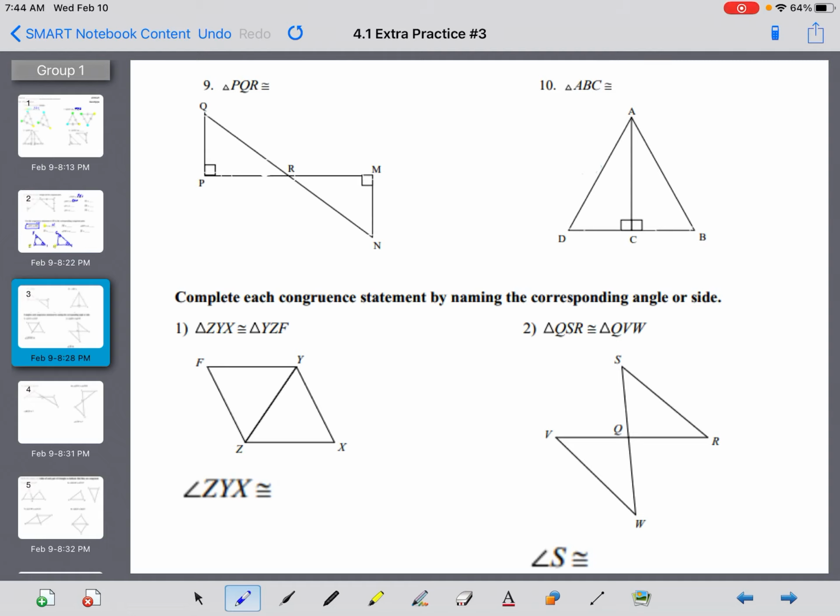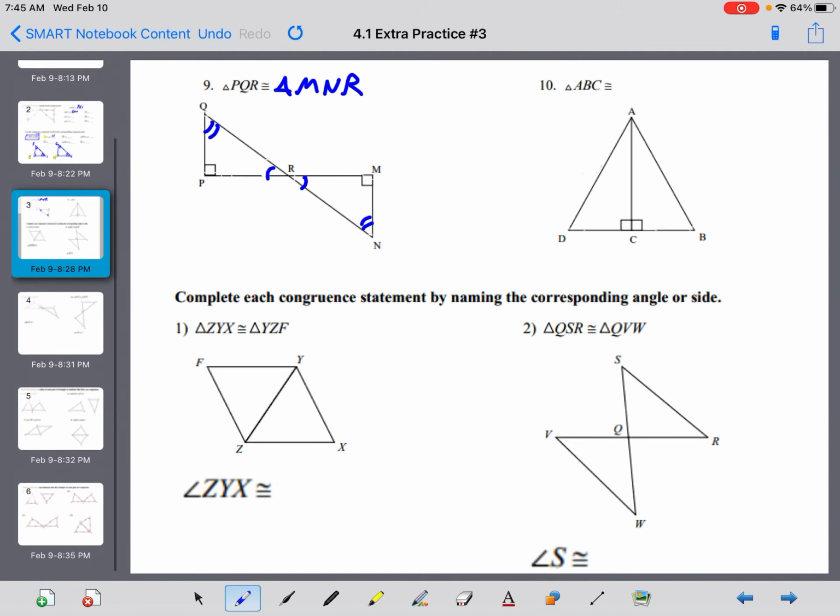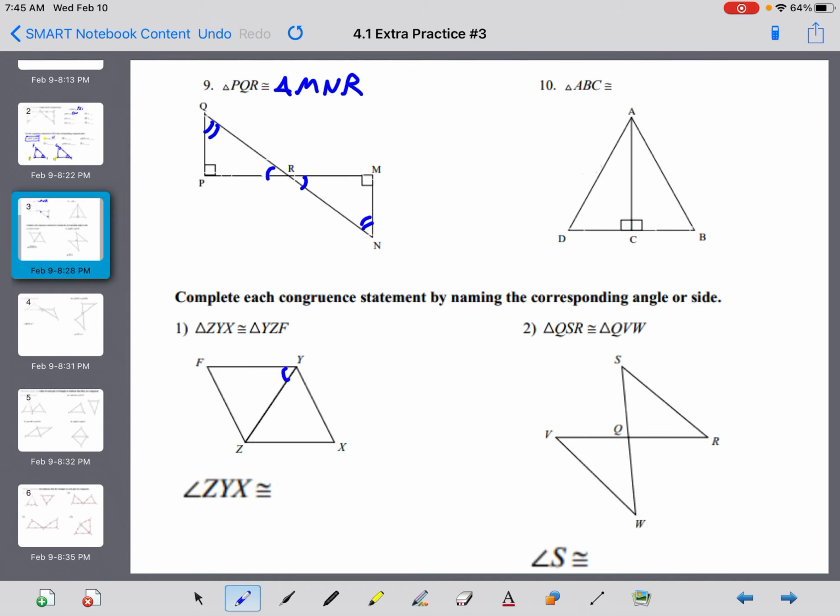Okay, 9 and 10, they just want you to state the following. What is going to be your congruency statement? I'm going to say triangle PQR is congruent to triangle MNR. Okay, complete each congruent statement by naming the corresponding angle. You have angle ZYX, which is going to correspond to angle YZF.